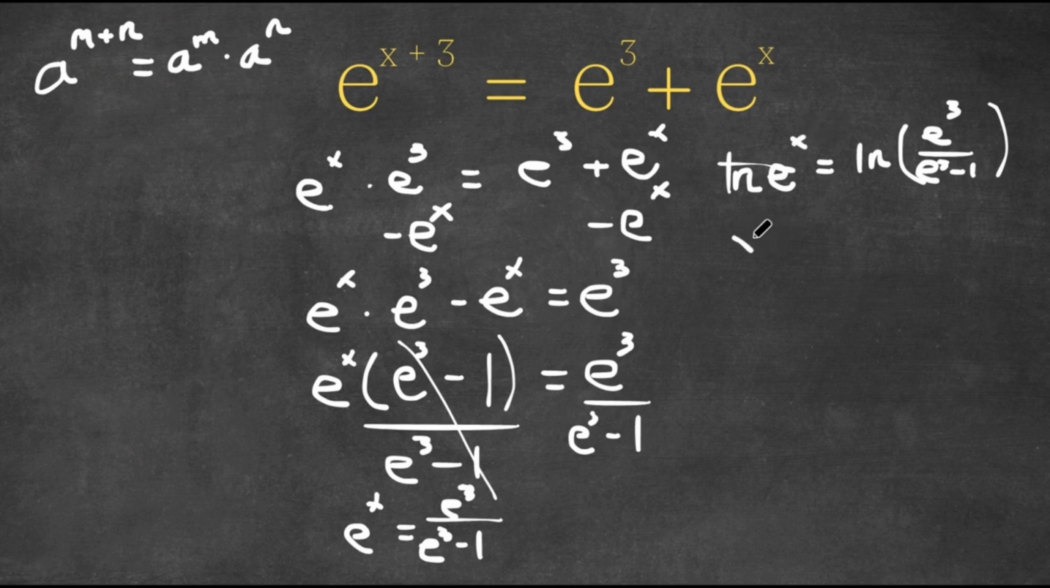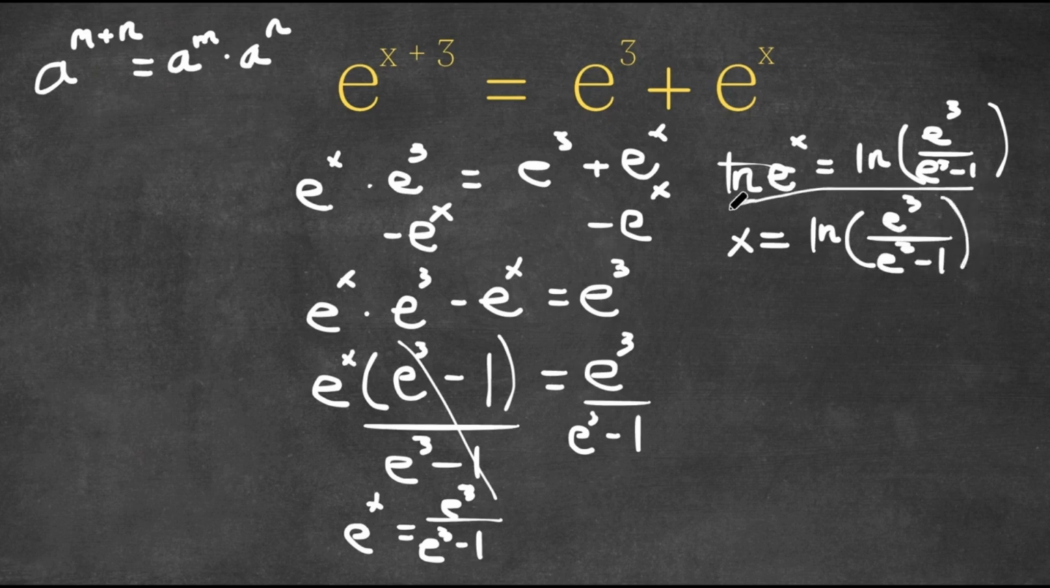So we would have x is equal to ln of e to the power of 3 over e to the power of 3 minus 1. So this is our answer.